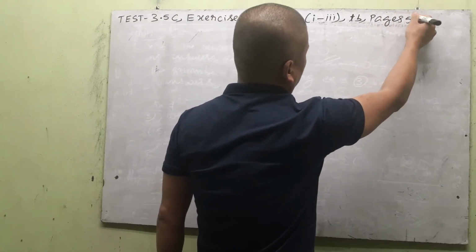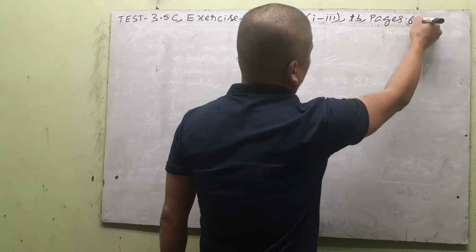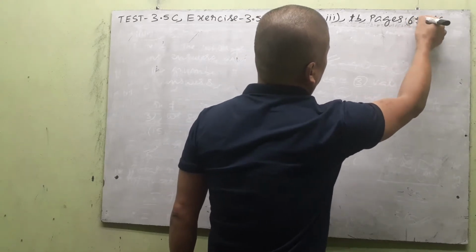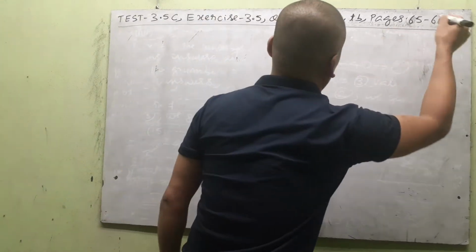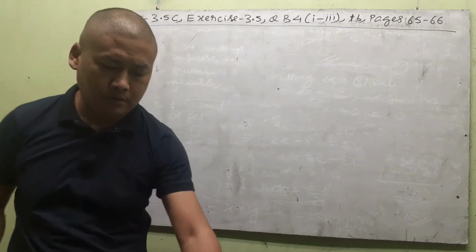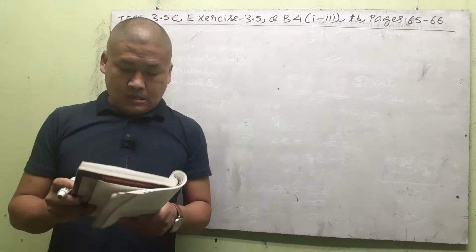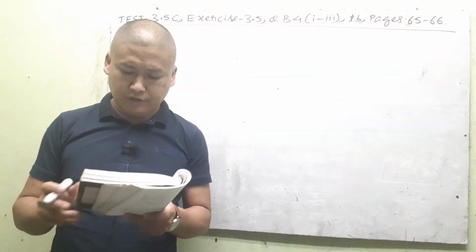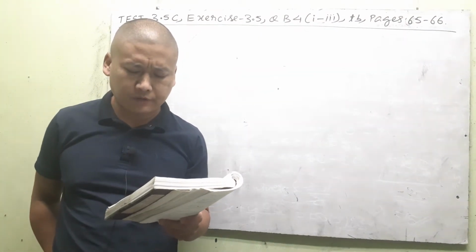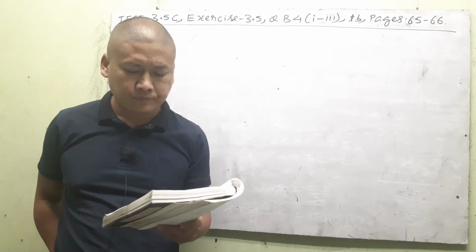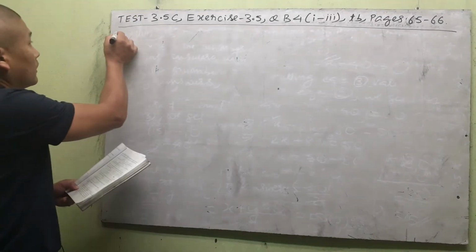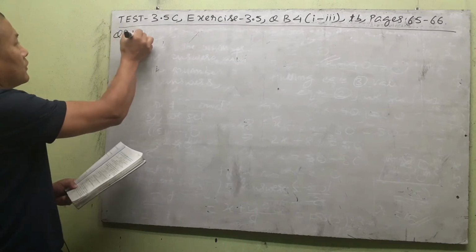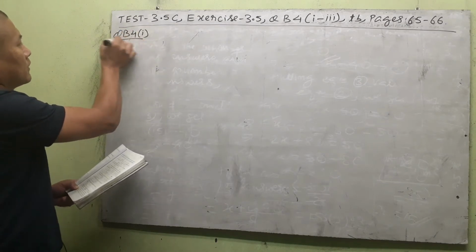pages 65 to 66. Let's do that. These are word problems. Let me read the question. Form a pair of linear equations in the following problems and find their solution if they exist by any algebraic method. So number 1, question B4, subheading 1.